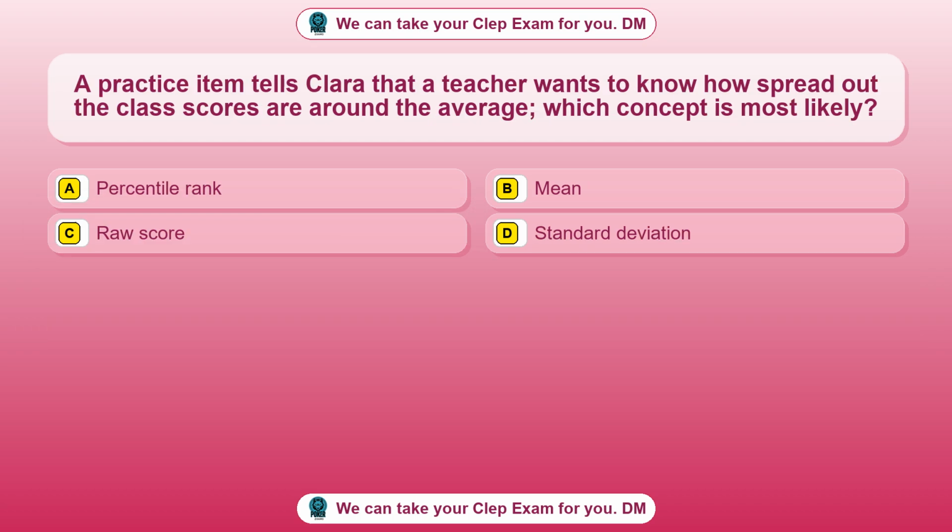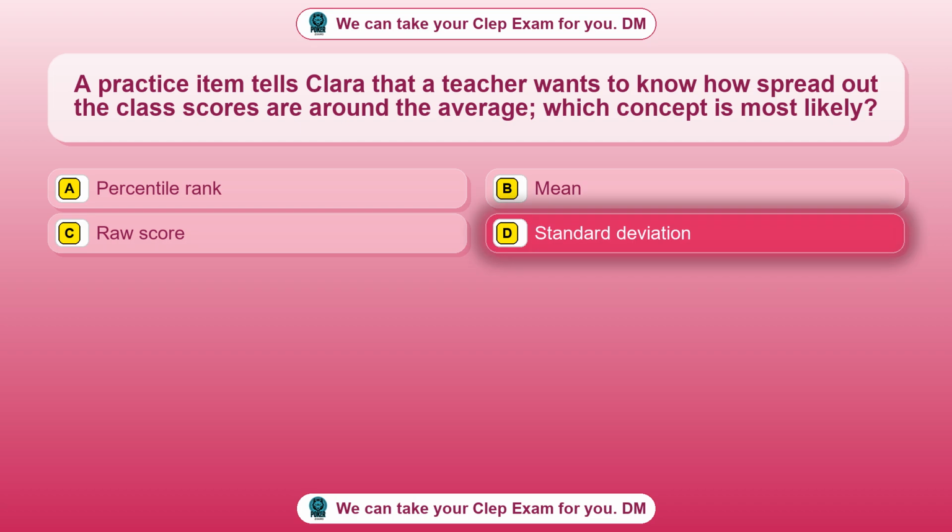Question 94. A practice item tells Clara that a teacher wants to know how spread out the class scores are around the average. Which concept is most likely? Option A, percentile rank. Option B, mean. Option C, raw score. Option D, standard deviation. The correct answer is option D, standard deviation.